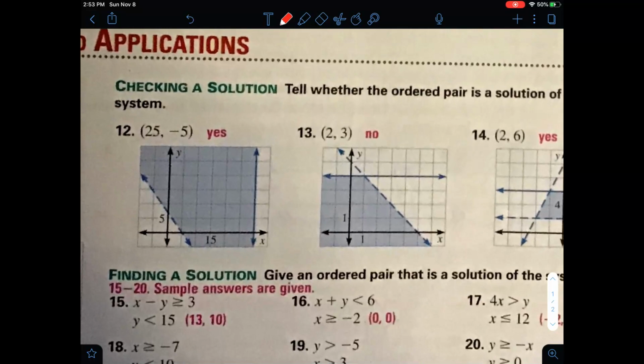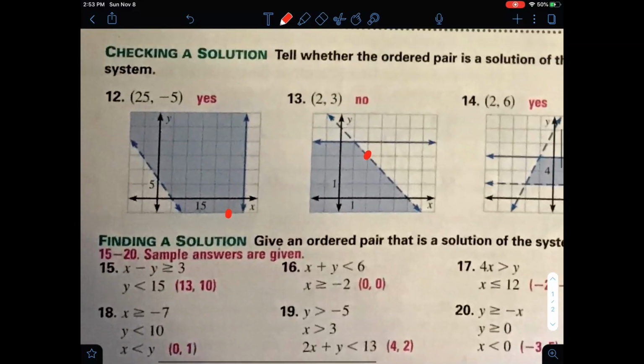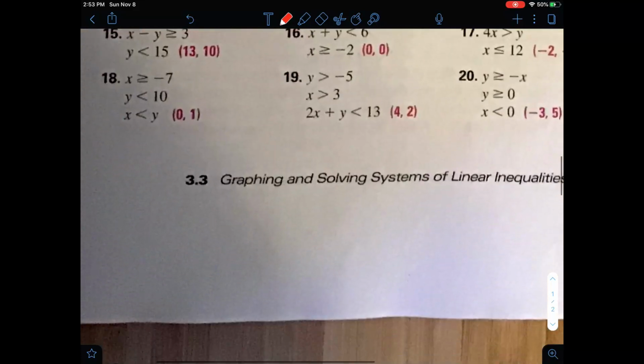I guess we could check these other ones pretty quickly here. So (25, -5). We go 5, 10, 15, 20, 25. Negative 5 is part of the solution. It's in the shaded section. And we've got (2, 3). So we go right 2, up 1, 2, 3. That one is no because it is on the border line, which is a dashed line, so it's not part of the solution for that one. Okay, we did 12 through 15.